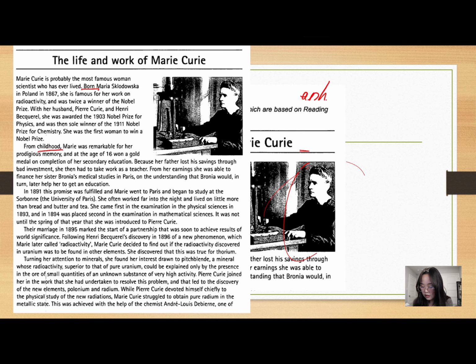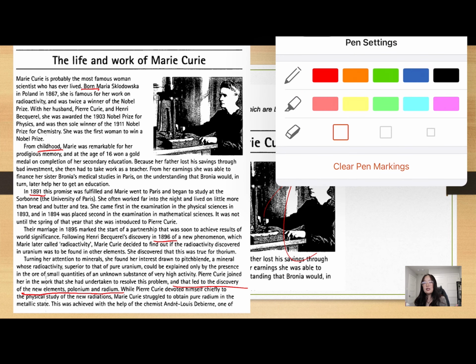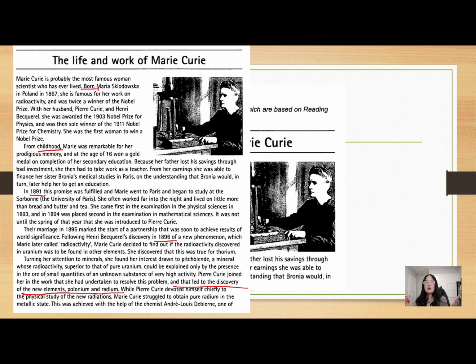1891, 1896, and see, it led to the discovery of a new element. So this is what happens when you're using previewing and predicting skills as well as your knowledge about text types. You will have a better understanding of what information this passage contains and what order it is organized in. And then you will have an easier time answering the questions.